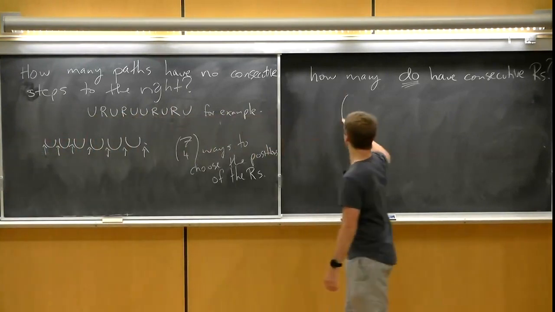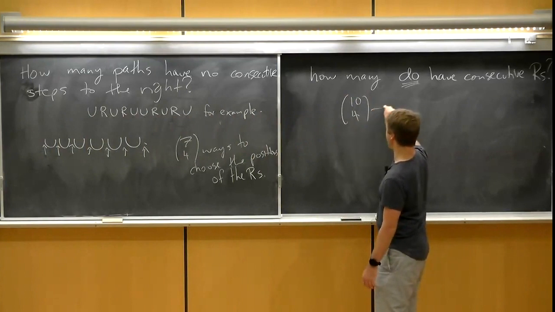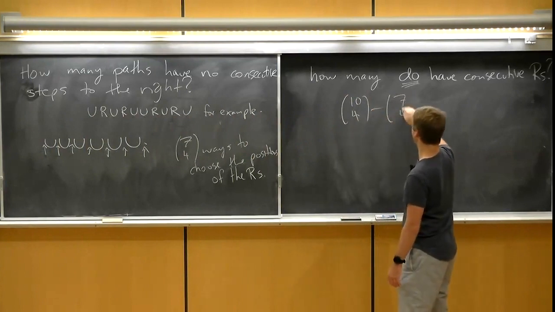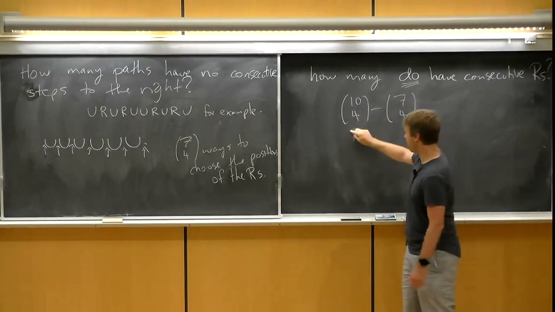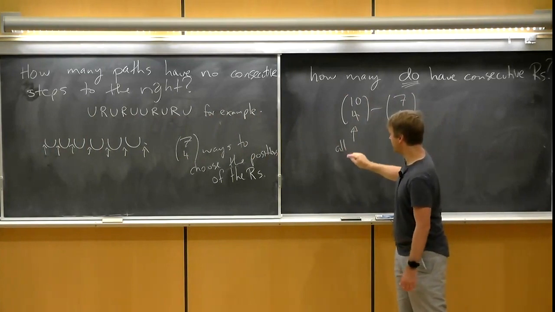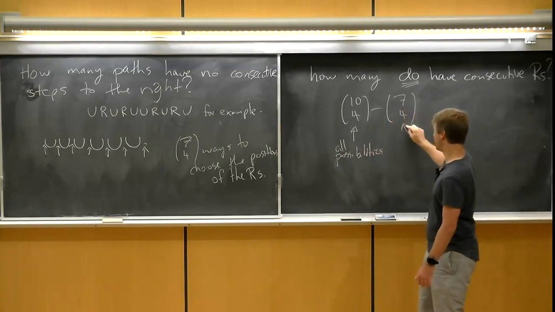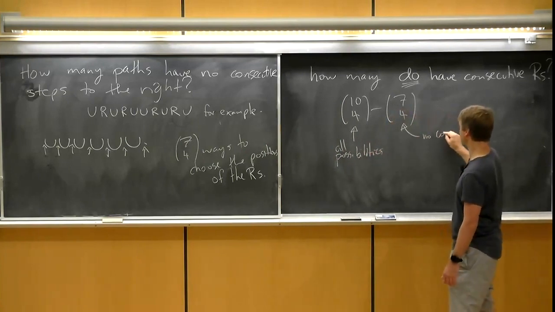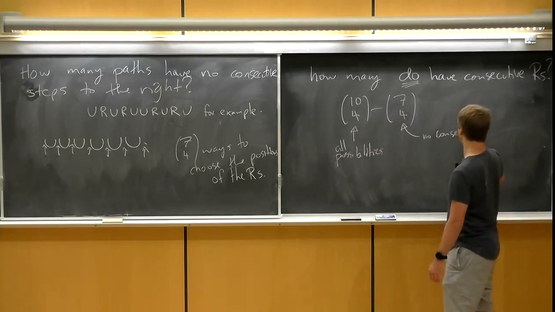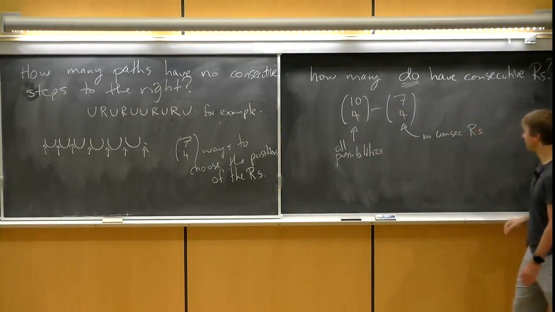So 10 choose 4 minus 7 choose 4, because this is all possibilities, and this is with no consecutive r's. Okay.